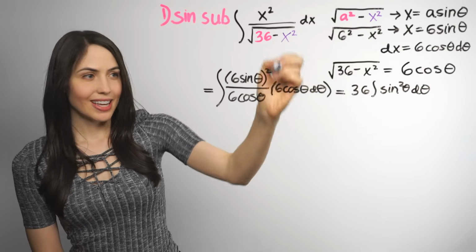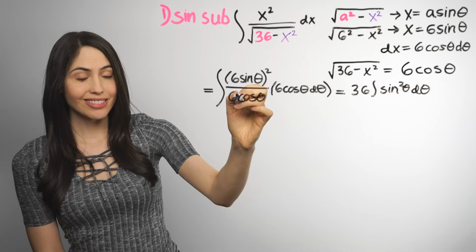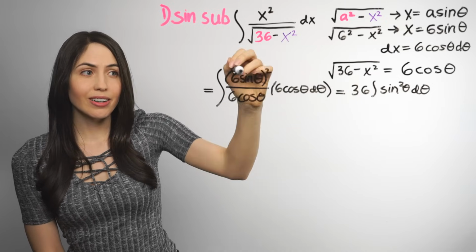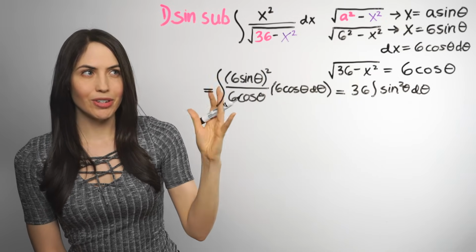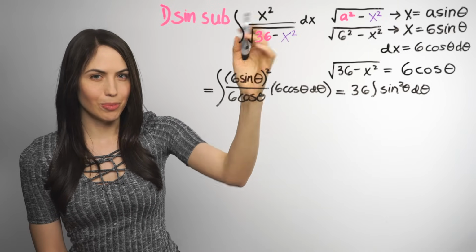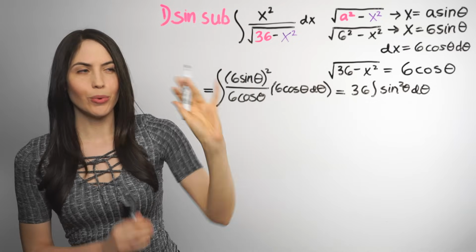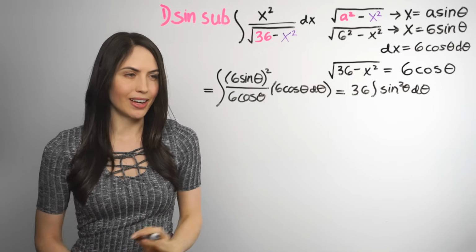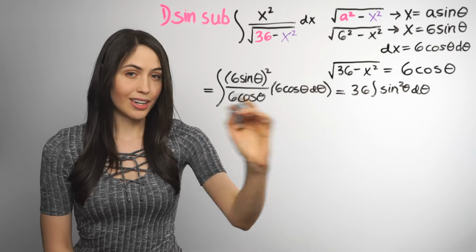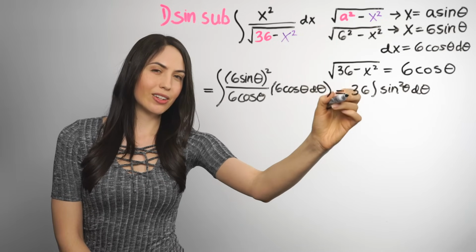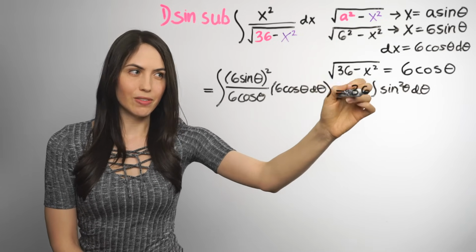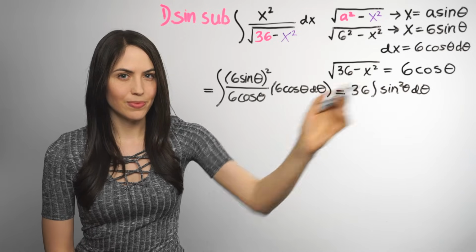So we've replaced the dx, we replaced the radical, we replaced the x squared factor. Whatever other leftover x factors you have, replace them. Even if the x squared were down here, whatever you have, replace those x's and clean it up. So when we clean it up, we get 36 times the integral of sine squared theta d theta.